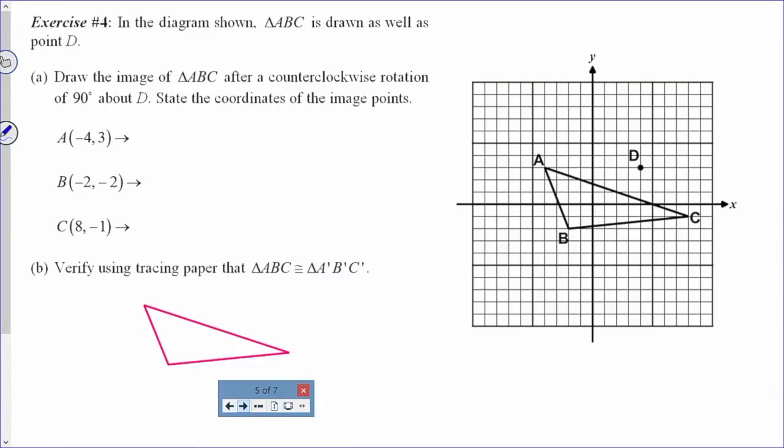So in this particular problem, exercise number 4, it says, in the diagram shown, triangle ABC is drawn as well as point D. Letter A asks us to draw the image of ABC after a counterclockwise, always important on the direction, a counterclockwise rotation of 90 degrees about point D. State the coordinates of the image points.